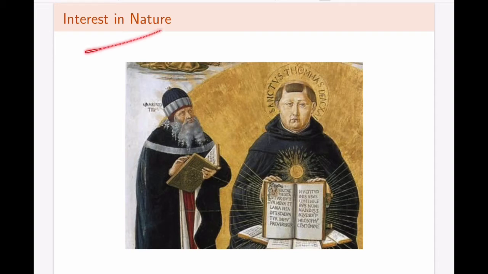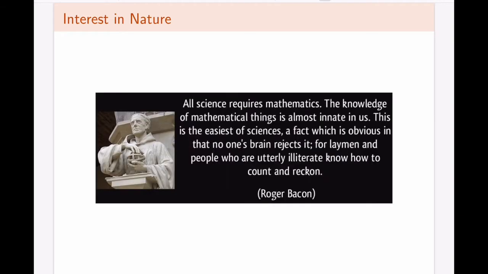And with that, at the same time, we see more and more interest in nature, in where humans come from, how they're built, and how they're constructed. With that come various developments in mathematics and thinking about mathematics. Roger Bacon: all science requires mathematics. The knowledge of mathematical things is almost innate in us. It's the easiest of sciences, a fact which is obvious in that no one's brain rejects it.